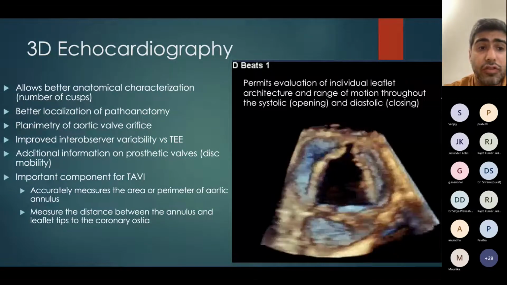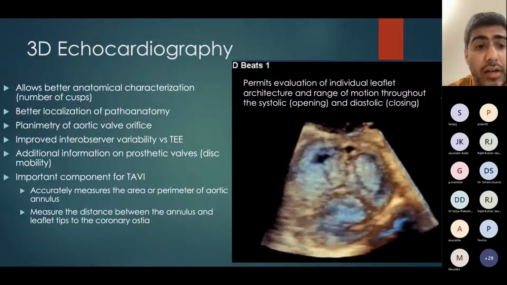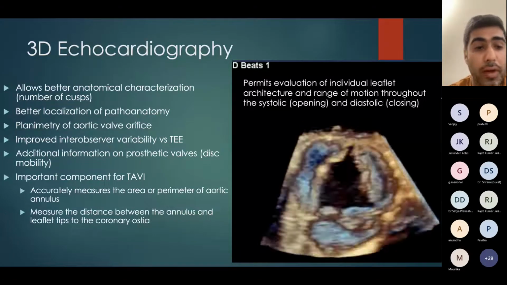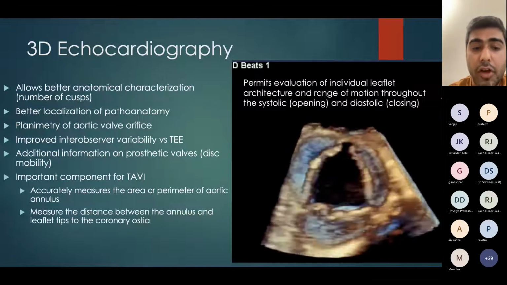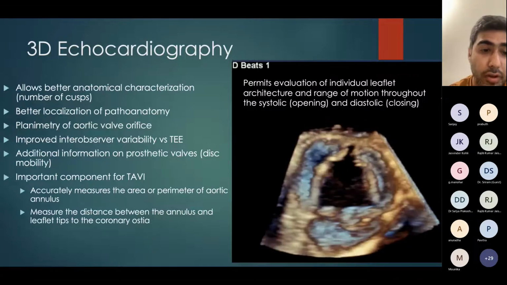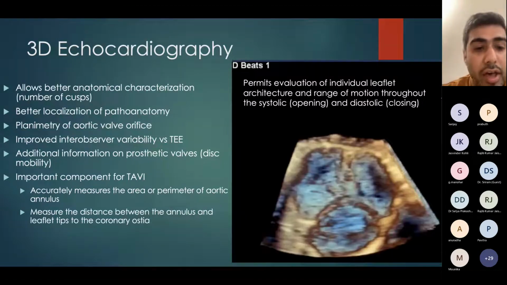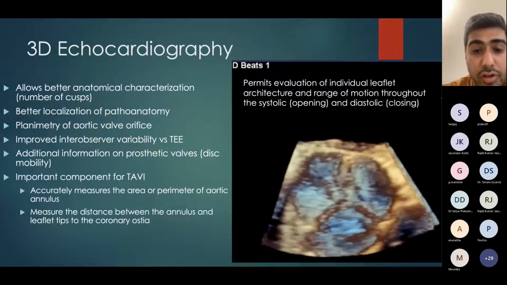3D echocardiography for stenotic lesions allows better anatomical characterization, like the number of cusps. It allows better localization of any pathoanatomy. Planimetry of the aortic valve can be performed. It has improved interobserver variability in comparison to transesophageal, and has additional information on prosthetic valves.